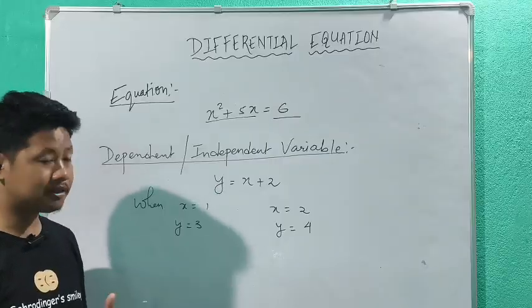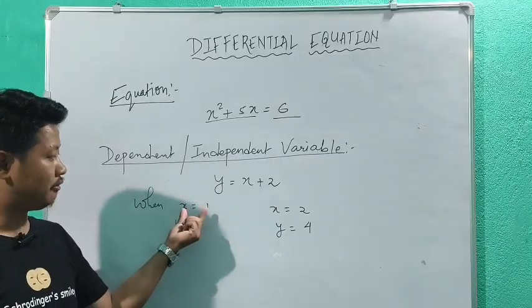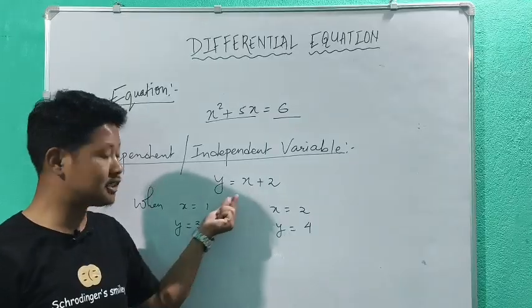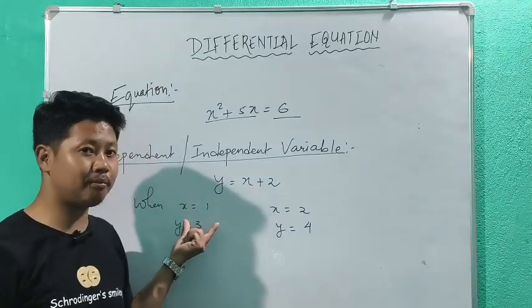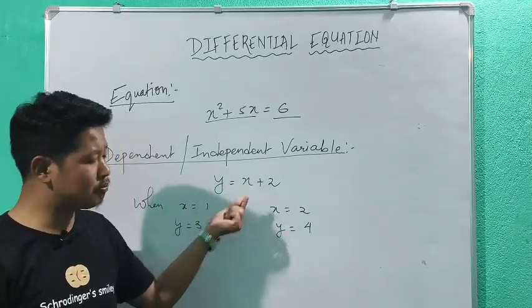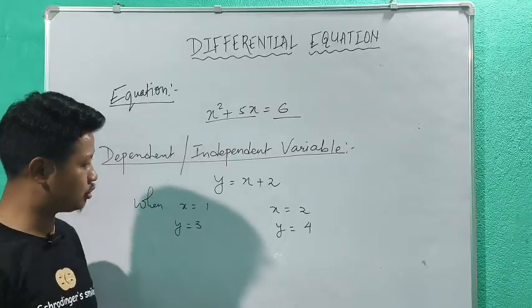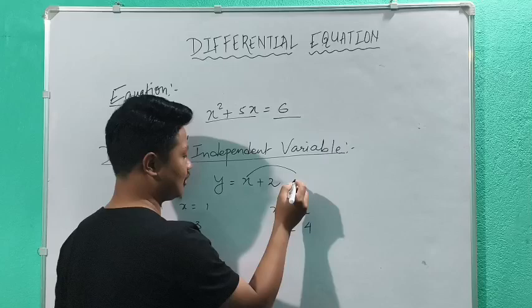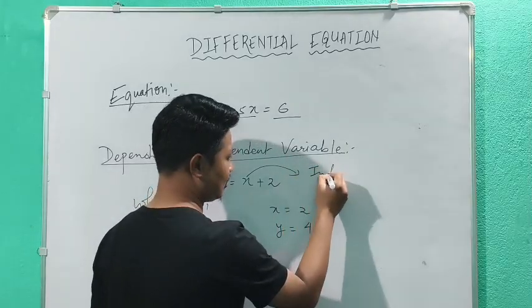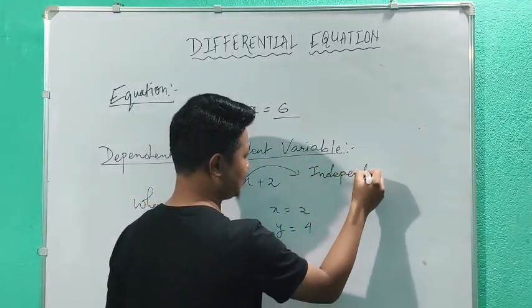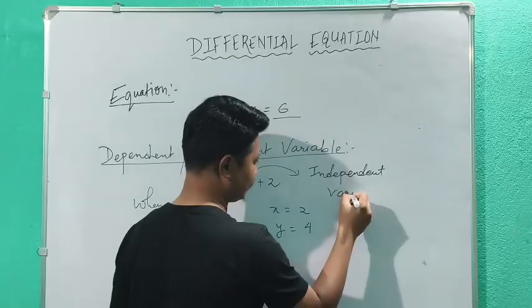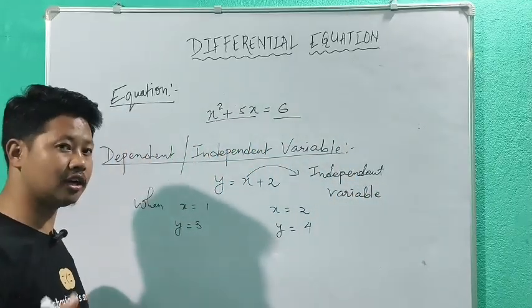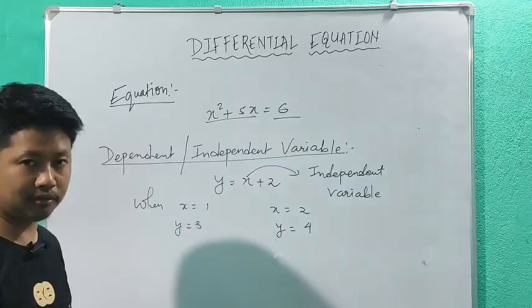It is very clear from here that x is fixed, that is, it is not changing. It is not dependent on any other things. You can put any value of x; that is your choice. So I can call this x an independent variable, because it is not dependent on any other values. It is totally dependent on itself.